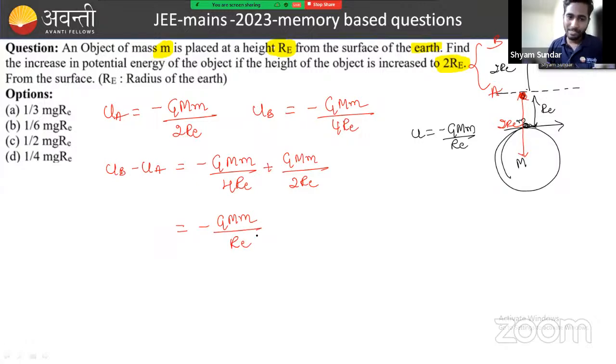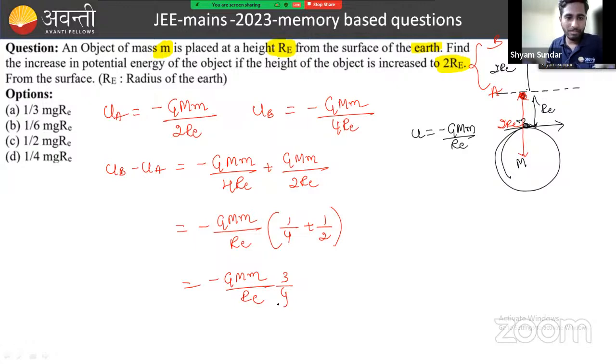If I take this much common, first thing here, it will be remaining 1 by 4 plus 1 by 2. Now it is nothing but 0.25 plus 0.5. It is nothing but 3 by 4, right? Then it will be minus GMm divided by RE times 3 by 4.